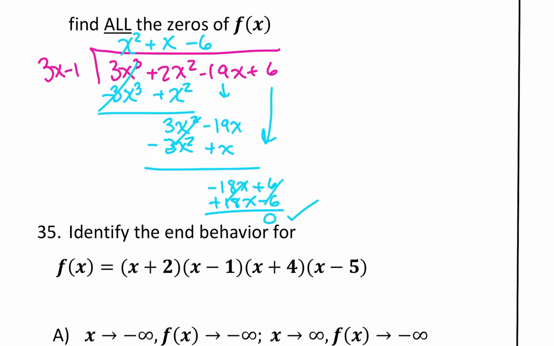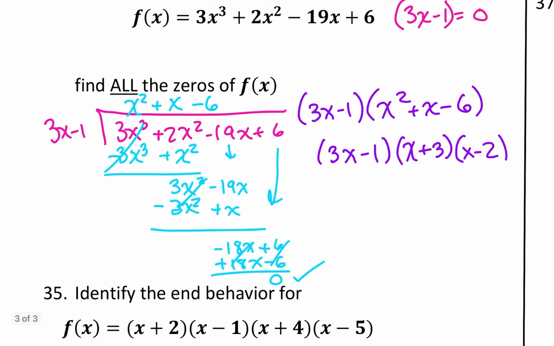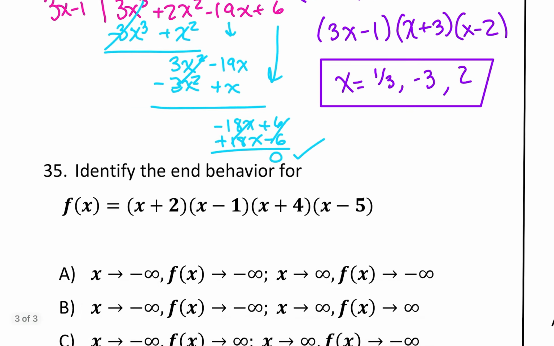We did it right. So now I know that this factors into 3x minus 1 and x squared plus x minus 6. And do I have two numbers that multiply to make negative 6 and add up to make positive 1? I sure do. x plus 3 and x minus 2. The question said find the zeros, so we need to make sure we list them as the zeros: x equals 1/3, x equals negative 3, and x equals positive 2.